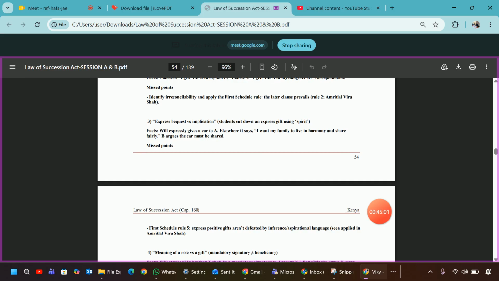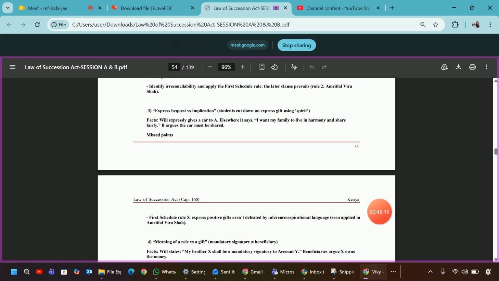Point number 3, express bequest versus implication. Students cut down express gifts using spirit. What are the facts? A will expressly gives a car to A. Elsewhere it says, I want my family to live in harmony and share fairly.